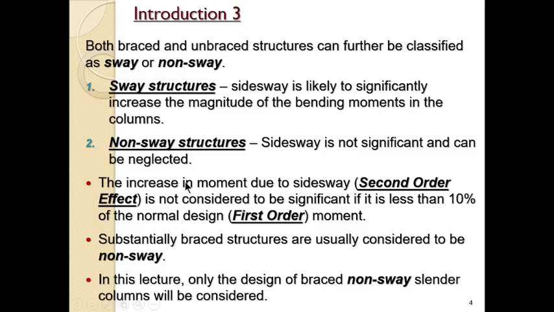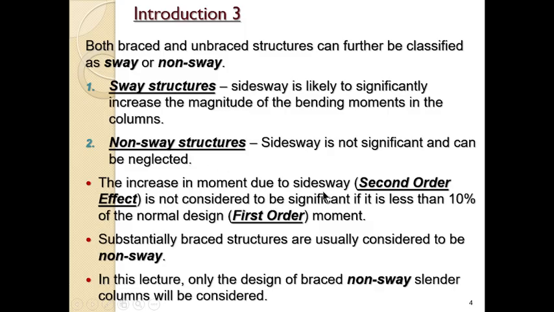For both braced and unbraced structures, we can further classify them into sway structures and non-sway structures. Swaying is a sideways deflection in a column. If the side sway is likely to significantly increase the magnitude of the bending moment in the column, we consider the structure a sway structure. The swaying introduces what we call the second order effect, which is a moment in addition to the main moment that the column is subjected to. If that second order effect is significant, we consider it a sway structure. If it is not significant, we consider it a non-sway structure.